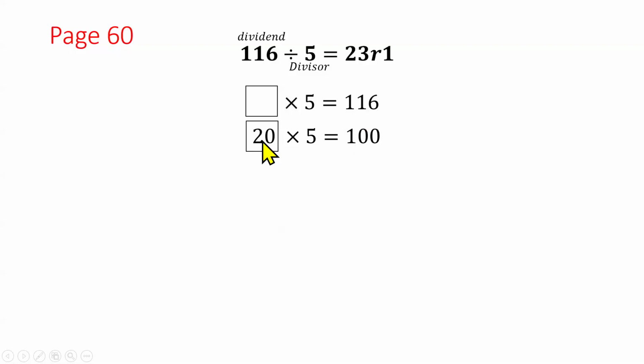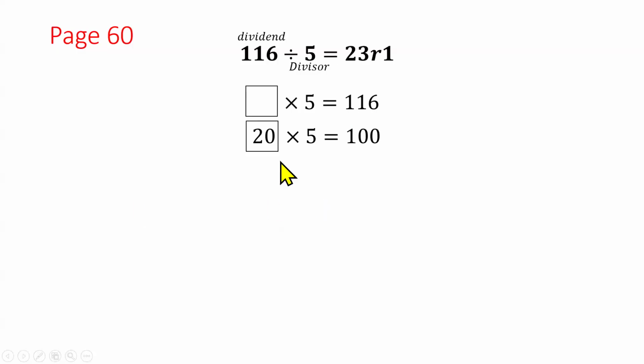So I chose 20 because 20 is friendly, and when I multiply 20 by 5, it will give me 100. And 100 is less than 116. That's okay, okay? What we are doing here, we are trying to solve the division by separating or by making the multiples by parts. I take parts of the multiple and I'm multiplying, and then I add them together to find the result. We shall see that through the solution now.